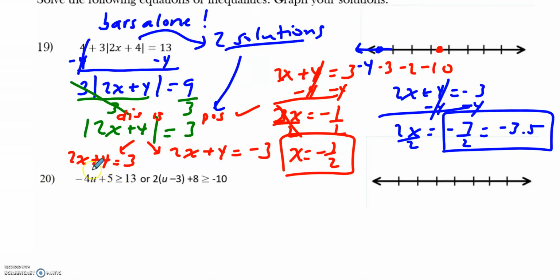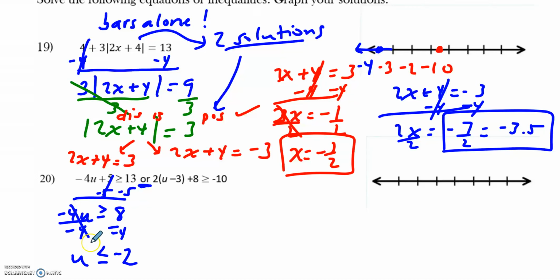Number 20. This looks like an inequality this time with the word or in the middle, so we want as many answers as possible. So we want to solve these separately. For this first inequality, we'd have negative 4u is greater than or equal to 8. When we divide by a negative 4, remember we have to flip the inequality sign to keep truthfulness. And so my first part is u is less than or equal to negative 2.